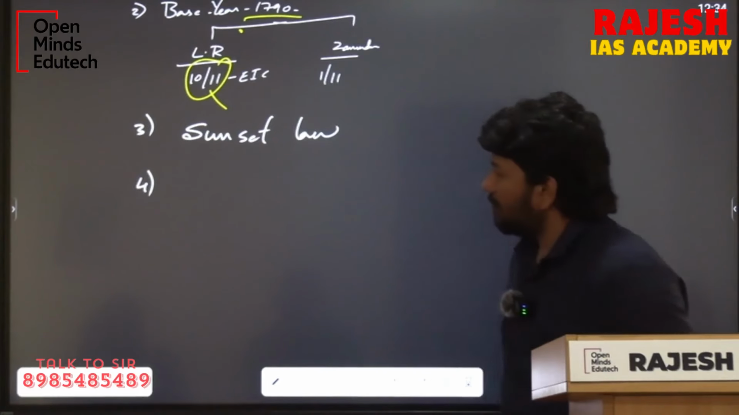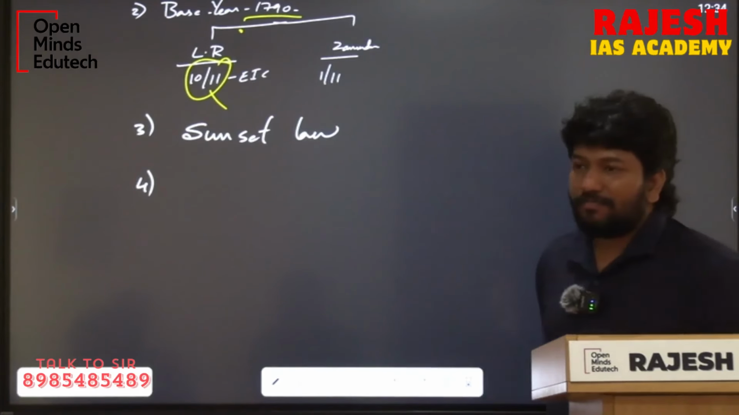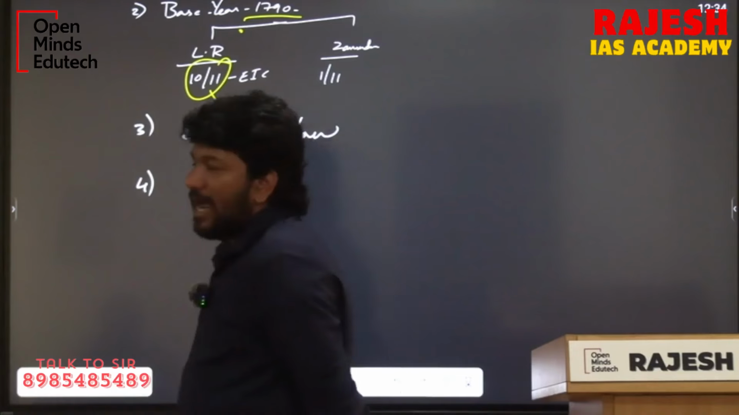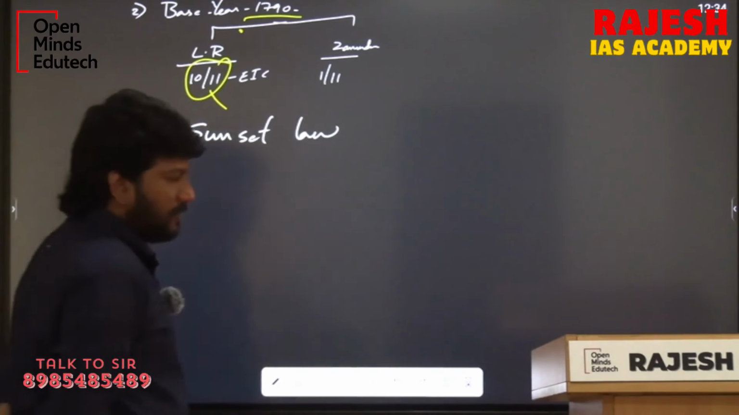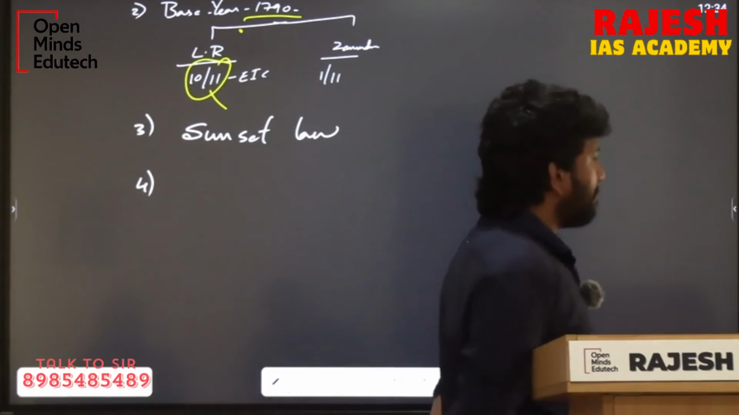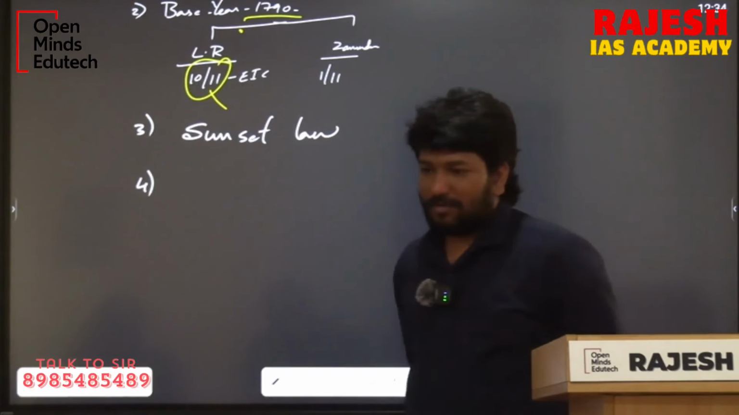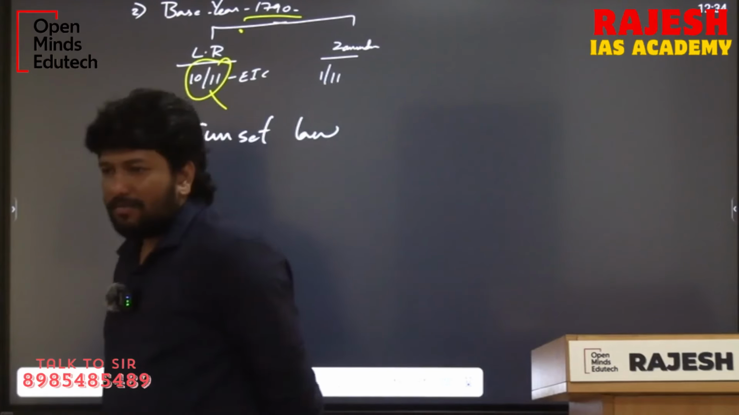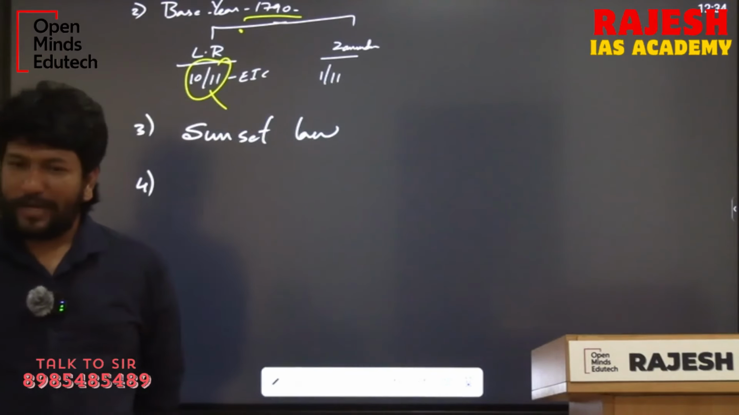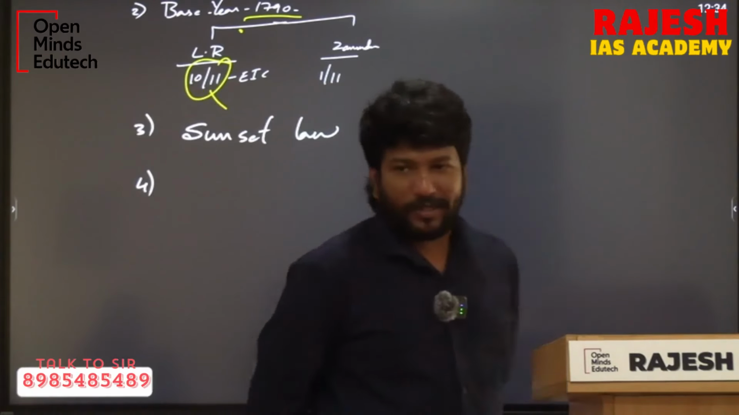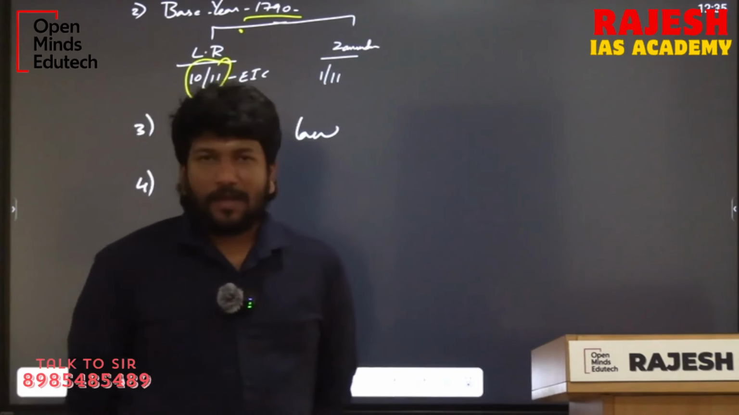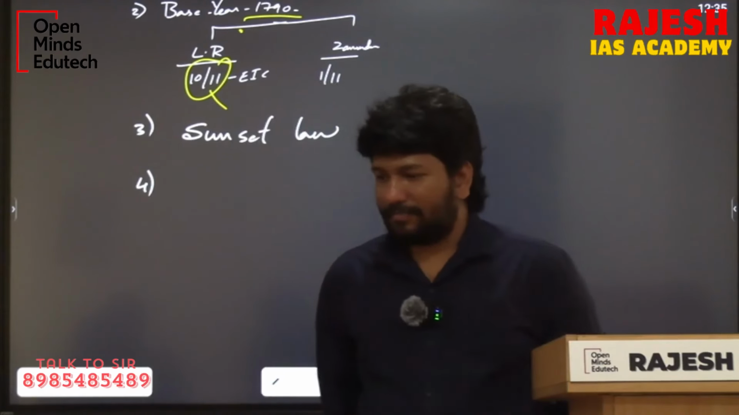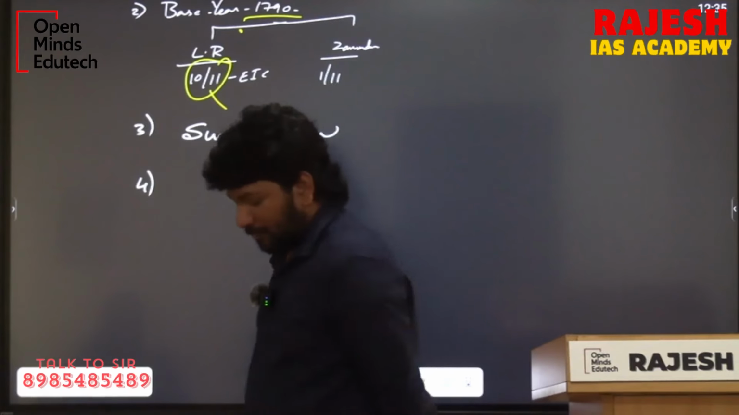Fourth one, land becomes saleable. Now land becomes saleable, transferable, and mortgageable also. You can sell land, you can transfer it, you can mortgage it also. Land becomes property.